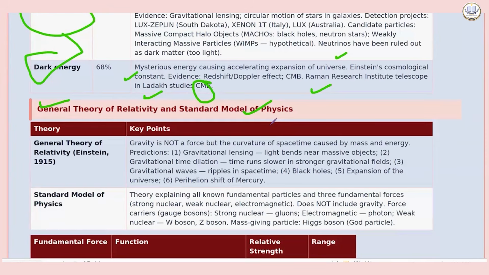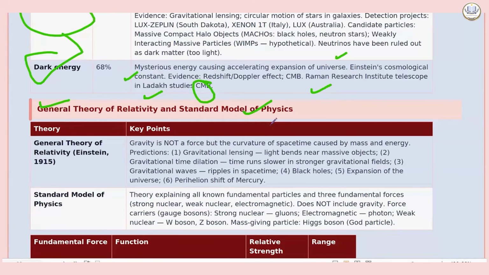This is also important for your examination. It is a region of space where gravity is so strong that nothing, not even light, can escape once it crosses the event horizon. They form when a very massive star collapses. Supermassive black holes also exist at the center of galaxies. Event horizon is the boundary beyond which escape is impossible.